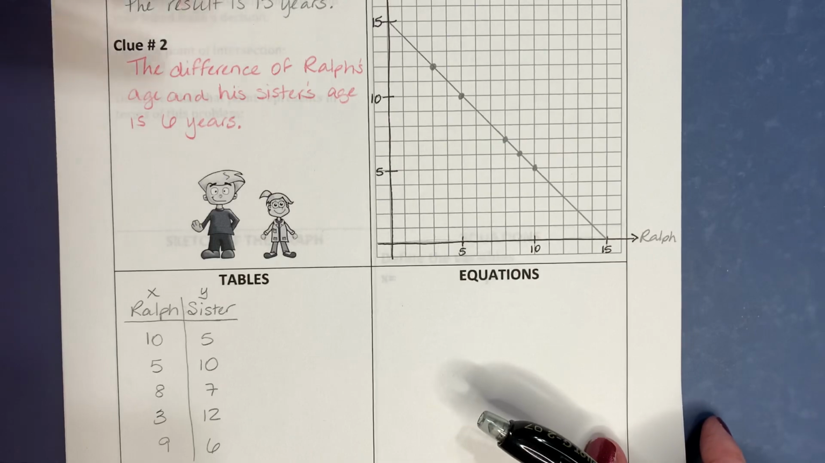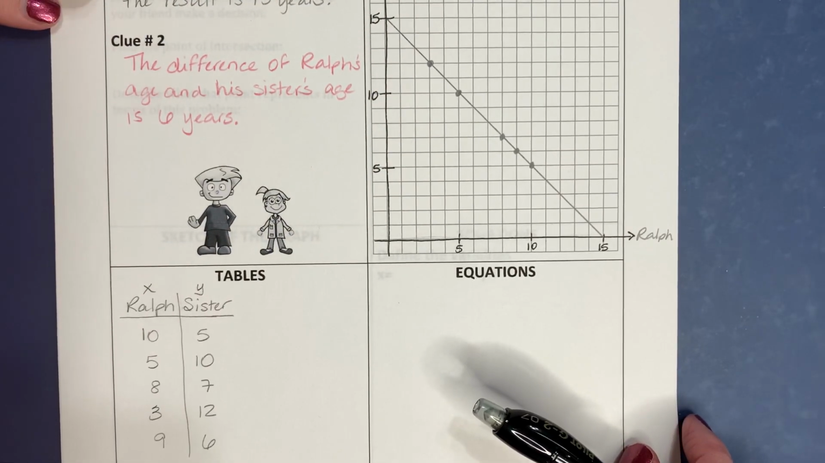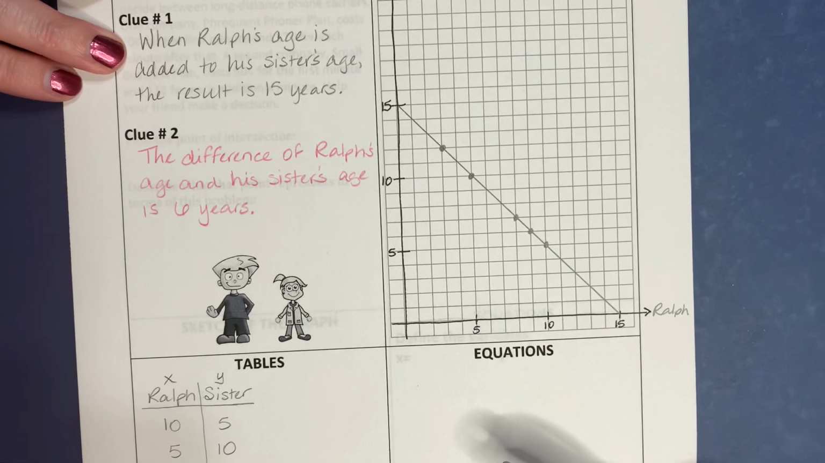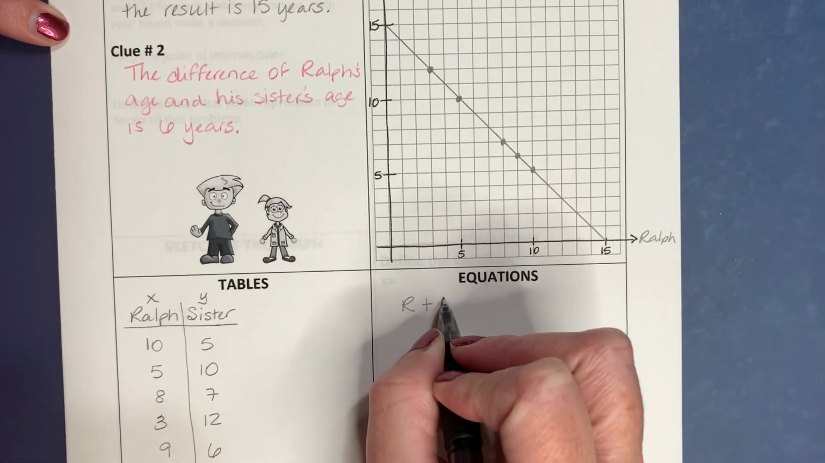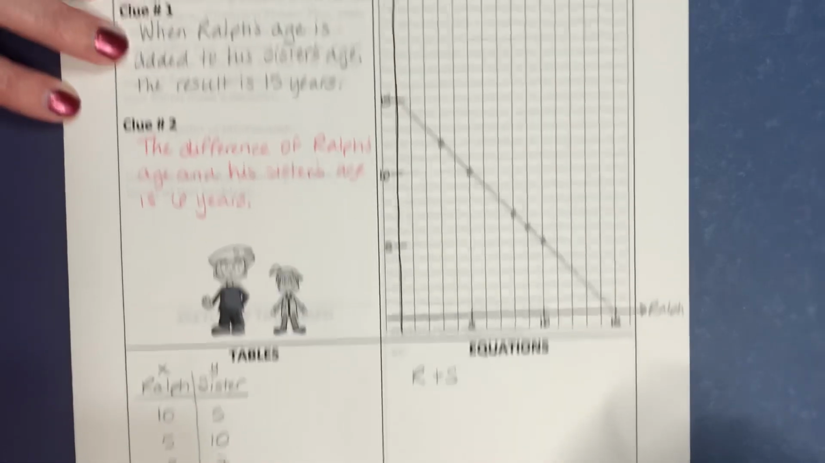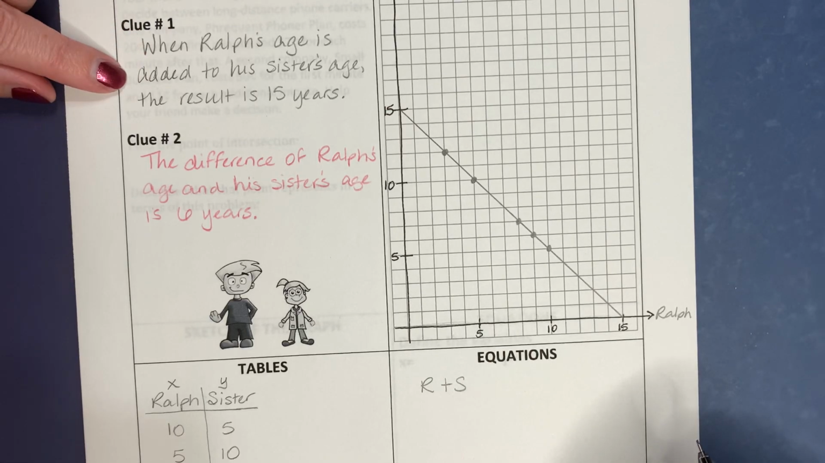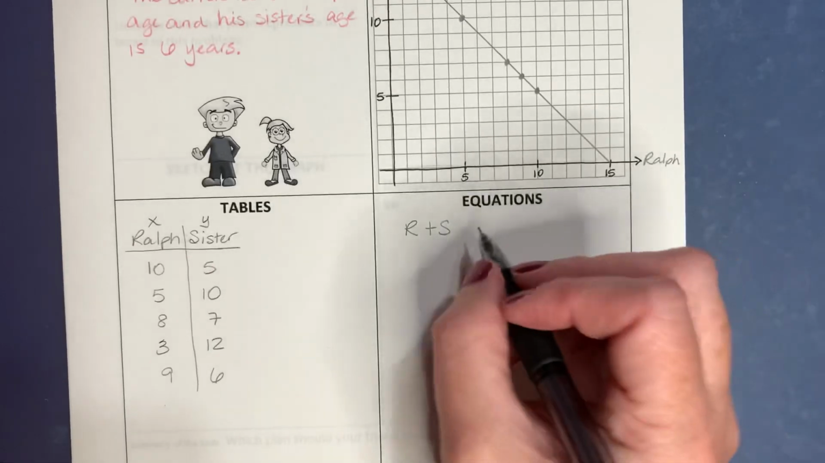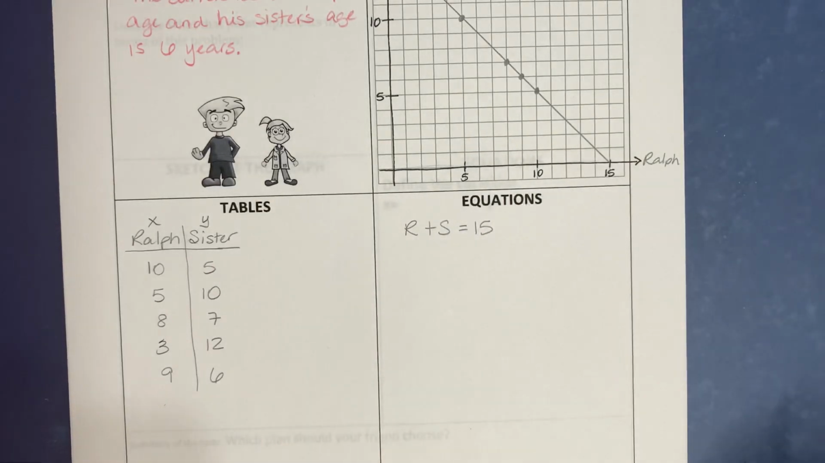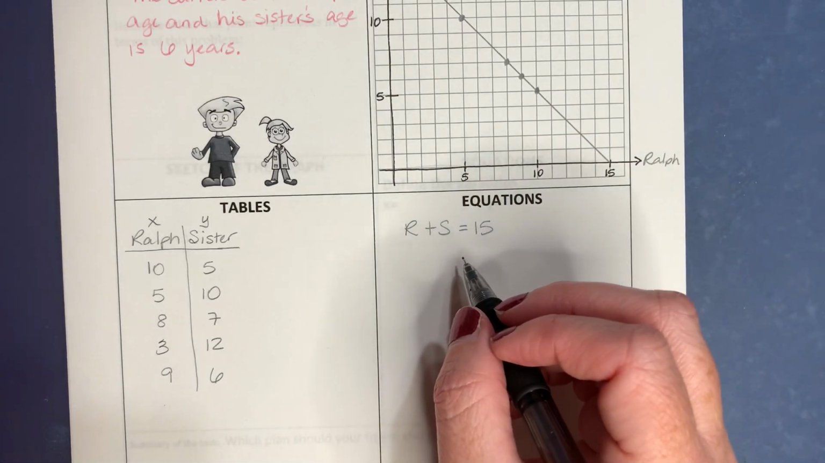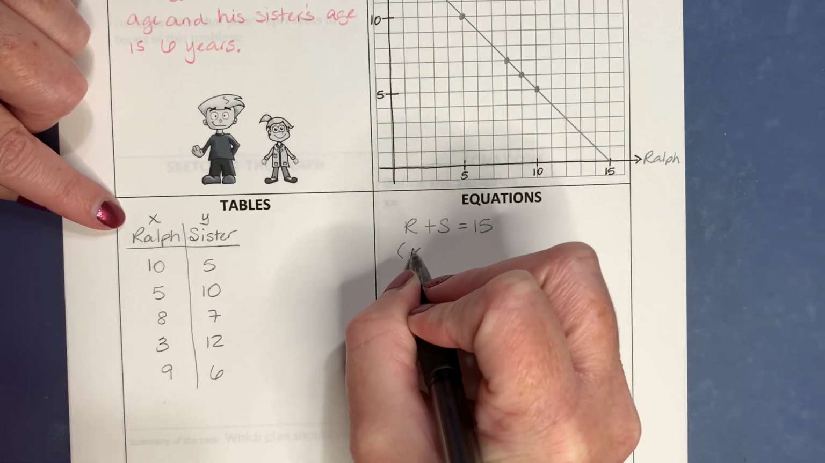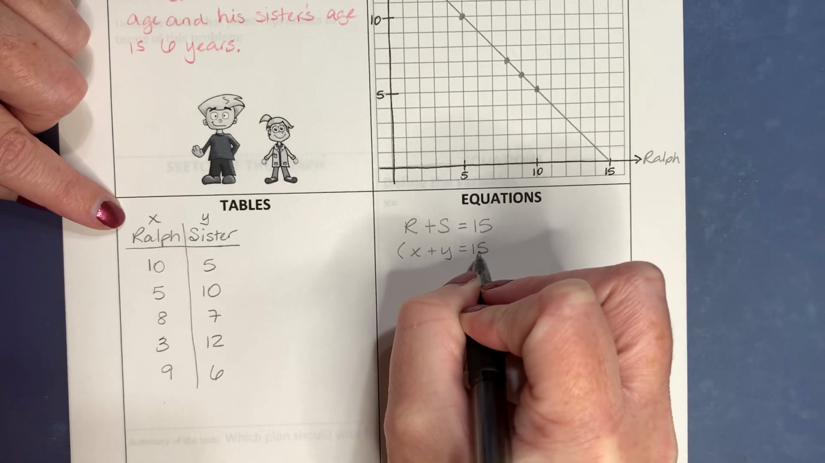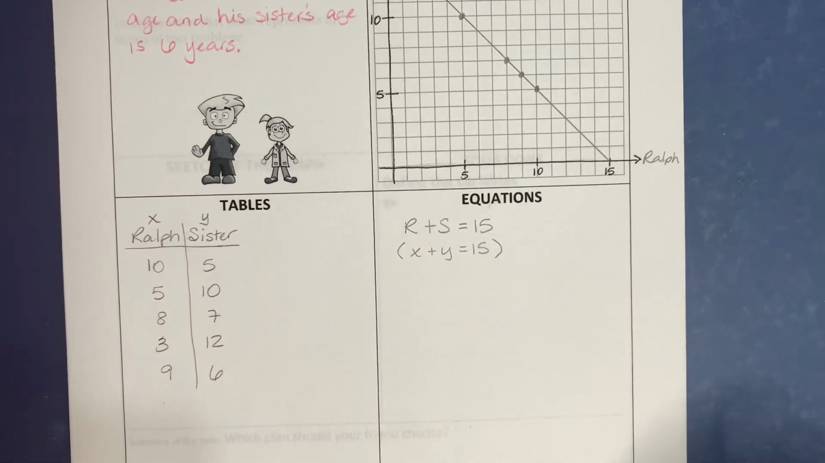Can we write an equation that represents this? Well, sure. From the clue itself: when Ralph's age is added to his sister's age. So right away we could say, if I add Ralph and sister, what do we get? When Ralph's age is added to sister's age, the result is 15, so 15 years old. Also, you can include this as x and y. If you're going to Desmos, this could also be x plus y equals 15. Desmos only recognizes x and y variables.